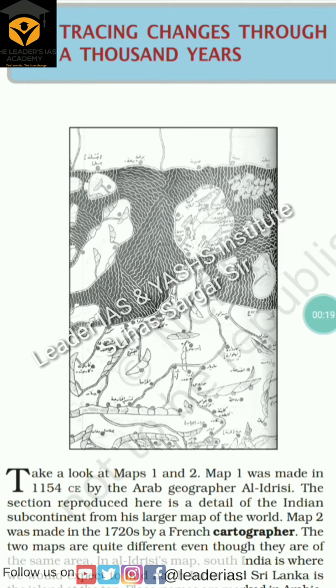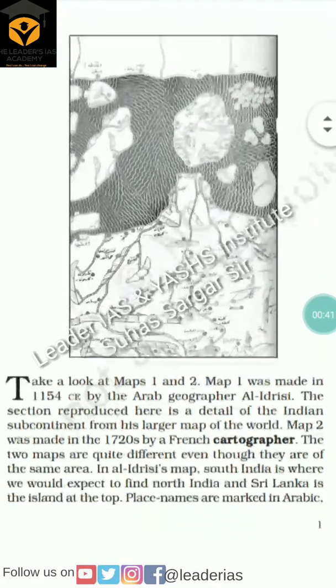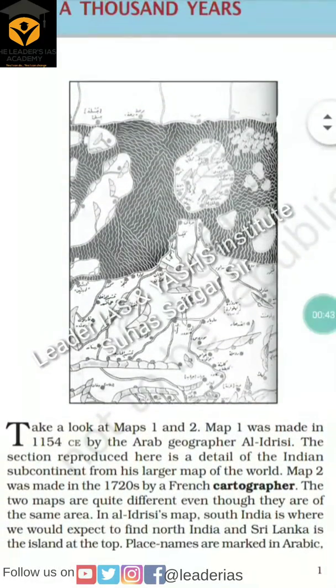Today, in this chapter, we are going to learn CBSE Board, Standard 7th, Subject History, Our Pasts 2, Chapter number 1, Tracing Changes Through a Thousand Years. Take a look at Map 1 and 2.